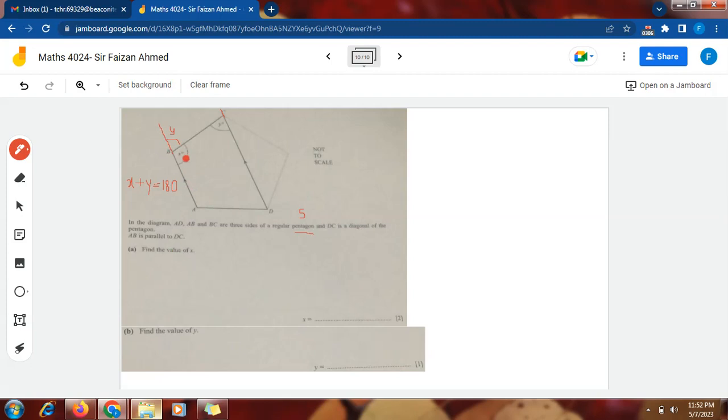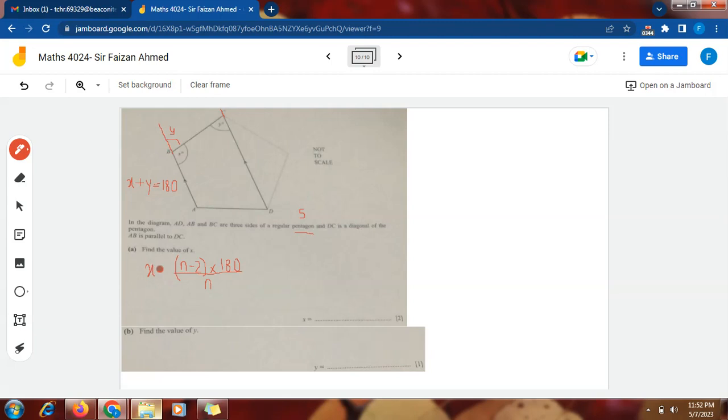X is basically the interior angle of a regular pentagon. A regular pentagon has five interior angles and all the interior angles will be equal. So I have to find one interior angle, and for that I will use a formula. The formula is (n minus 2) multiplied by 180, divided by n. This is the formula we use to find an interior angle of a regular polygon.